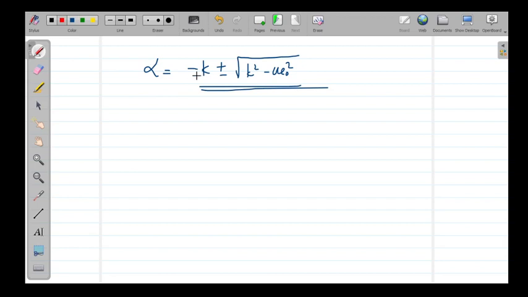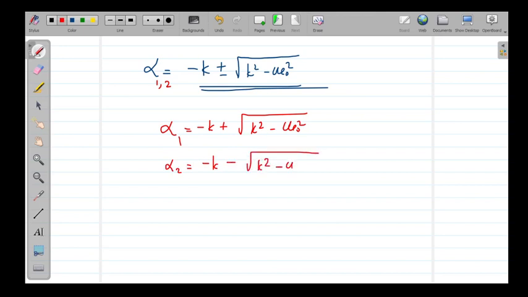So you have to note that you do not have just one alpha value, you have 2 alpha values. The first value of alpha is minus k plus root of k square minus omega 0 square, and the second value of alpha is minus k minus root of k square minus omega 0 square. So this plus or minus indicates that there are 2 values.